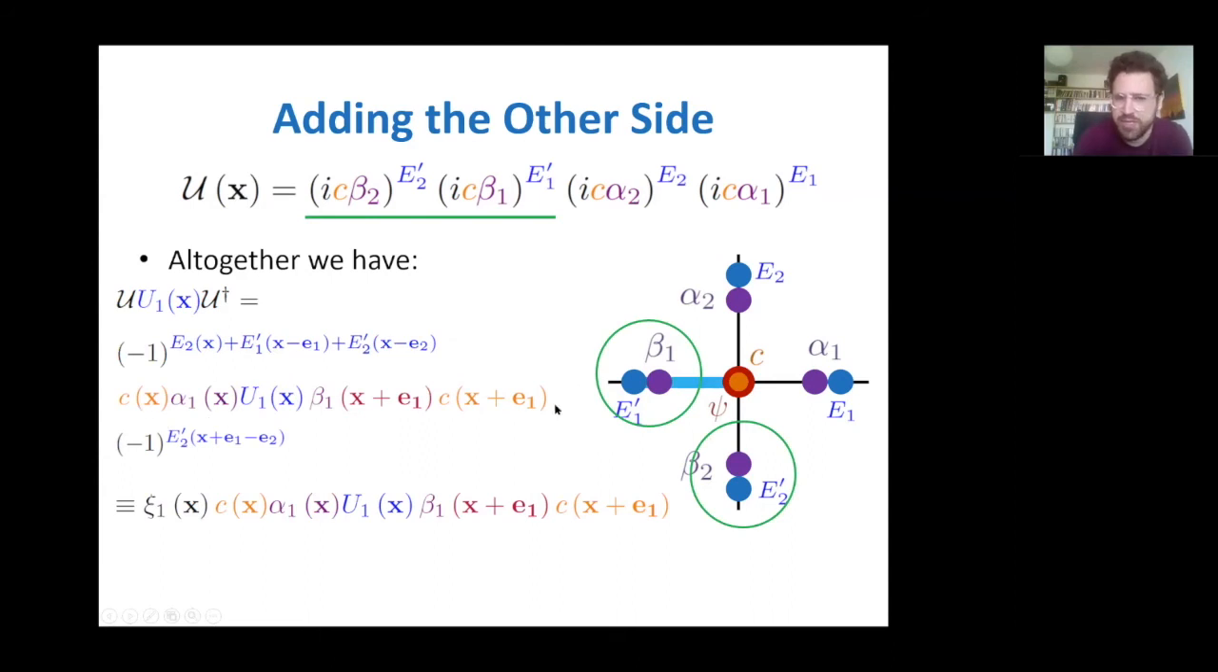from the left, C from the right, which I wanted, and also the alpha beta on this link. And then I have some phases (-1) to the power of the electric fields of some of the links around this link. Something changed. The interaction now involves more links, but it's still local. And all these things I absorb in some sign factor that I call Xi1.